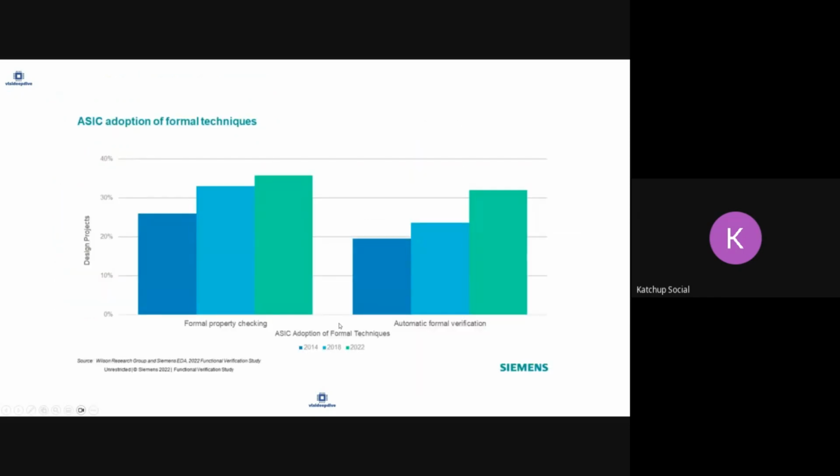Because of all these technologies and apps which were developed, you have adoption of formal verification now increasing. Property verification also has its own value, and even that adoption is increasing. But in addition to that, automatic formal verification adoption is also increasing because of this.